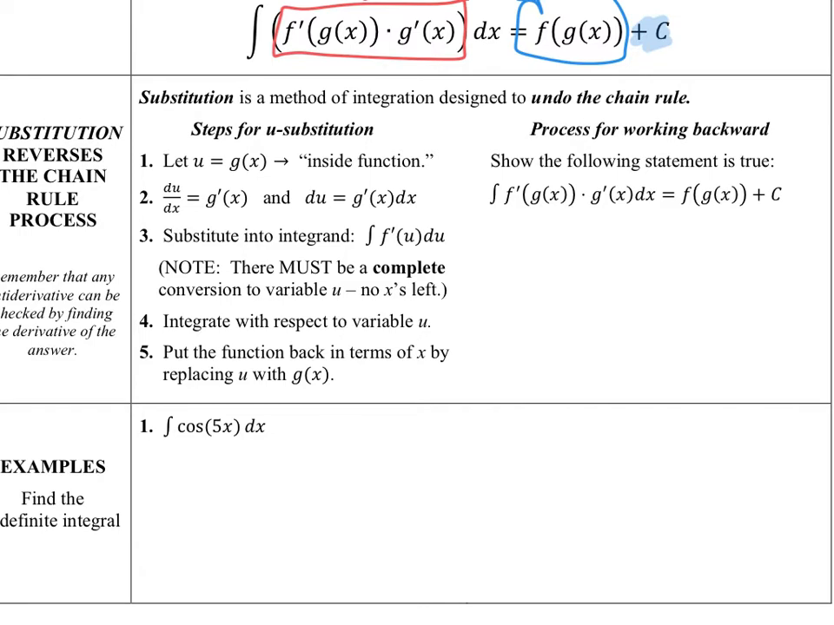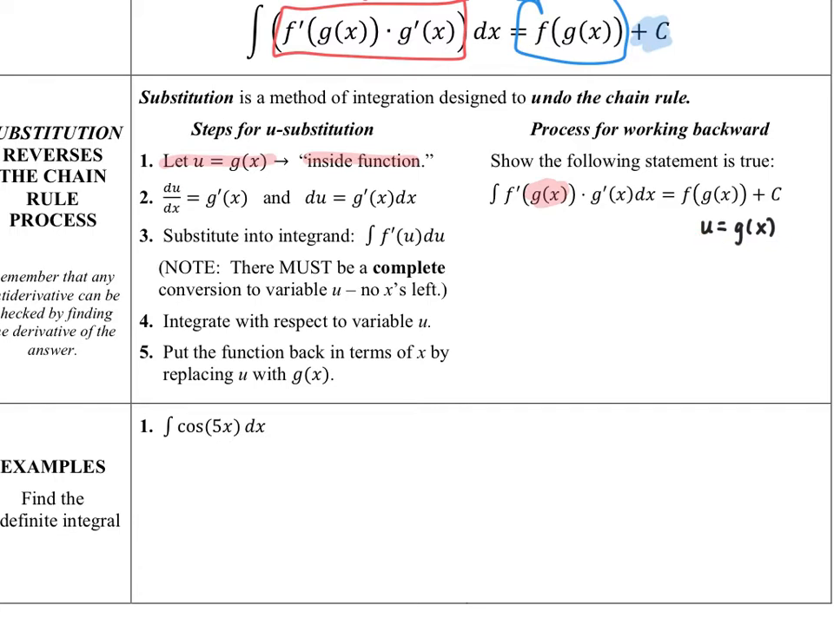The first step you're going to do is look for an inside function. So when I look at this, I can see that g of x is my inside function. I'm going to do a change of variable, and I'm going to call this u, and that's our step 1. We're going to let u equal that inside function. Step number 2 says let's do the derivative of u with respect to x.